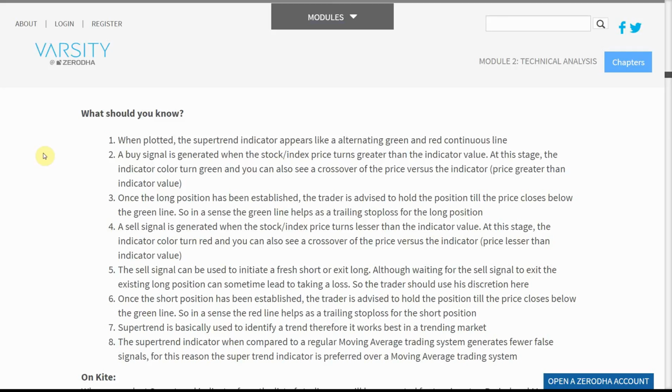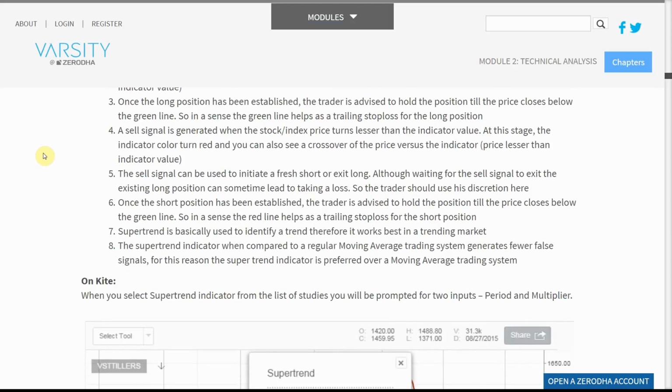Once the short position has been established, the trader is advised to hold the position till the price closes below the green line. So in a sense, the red line helps as a trailing stop loss for the short position. Supertrend is basically used to identify a trend, therefore it works best in a trending market. The Supertrend indicator, when compared to a regular moving average trading system, generates fewer false signals. For this reason, the Supertrend indicator is preferred over a moving average trading system.